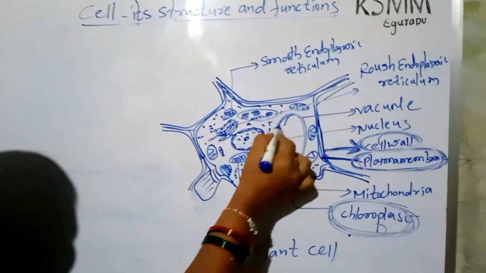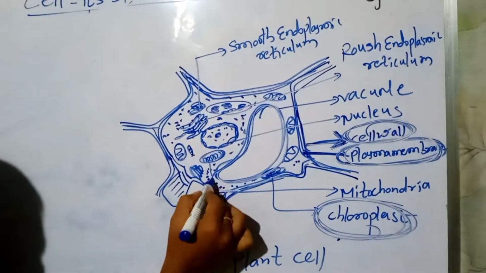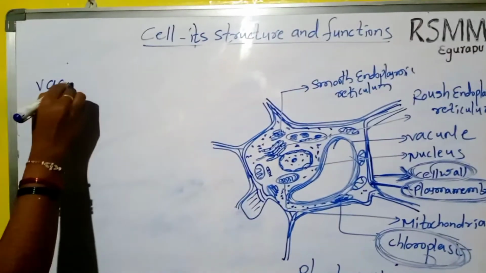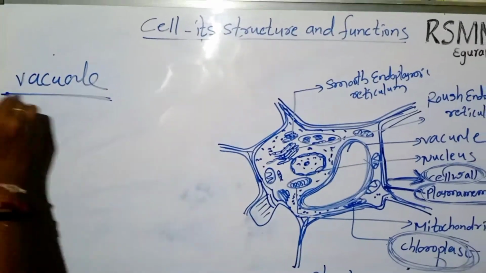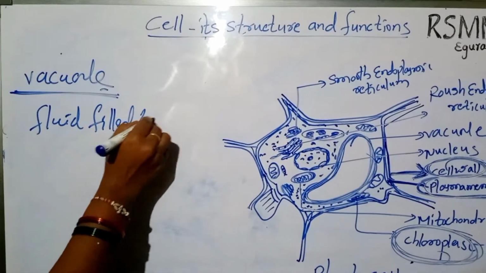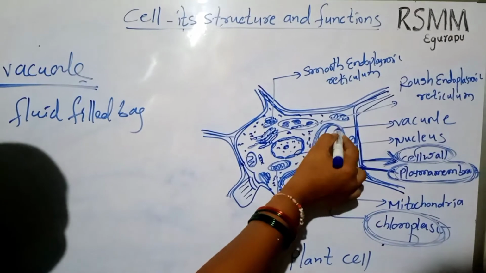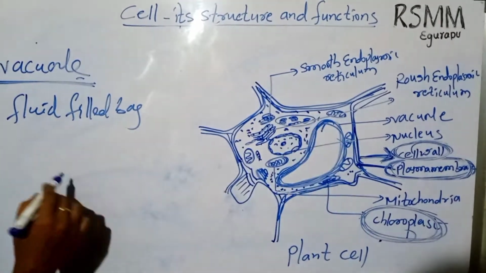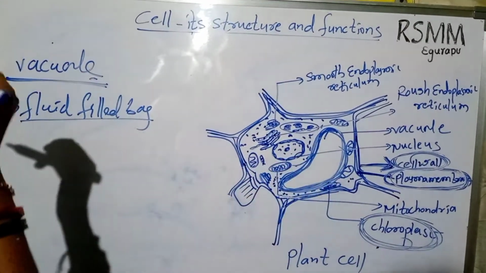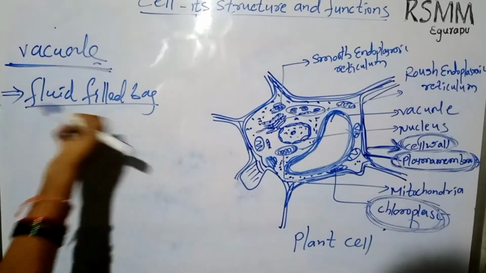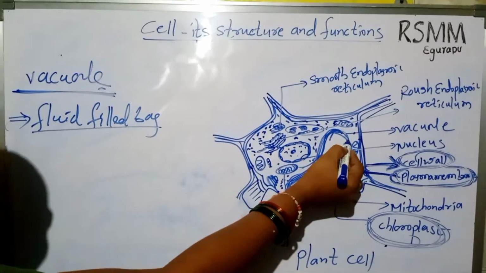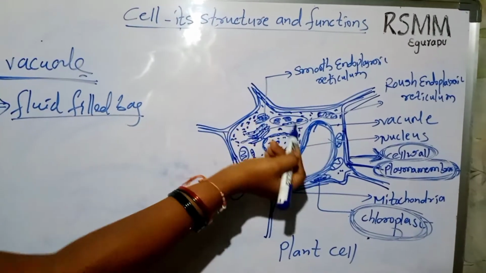Now we are going to learn about vacuole. This is present in plant cell. Vacuoles are fluid-filled bag-like structures. See here, we are observing the bag-like structure. It is a fluid-filled bag-like structure surrounded by a membrane. These are present in the cytoplasm of plant cells, so these vacuoles are present in the cytoplasm of the cell.